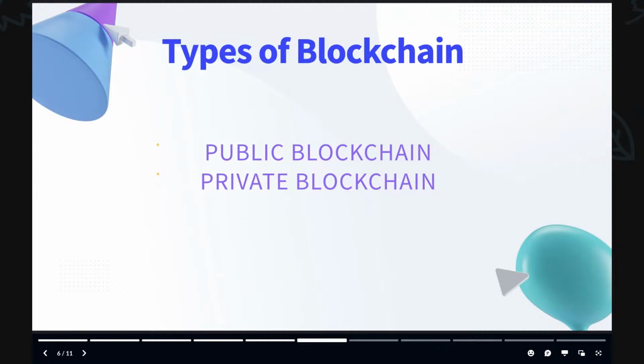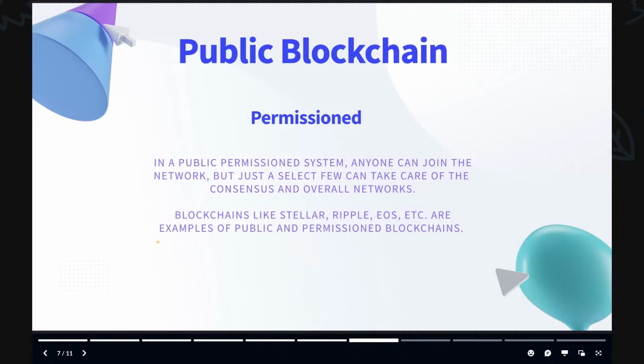So coming to the public blockchain. Public blockchain is also of two types, permissioned and permissionless. I'll just simply explain them one by one. So in a public permissioned blockchain, anyone can join the network.